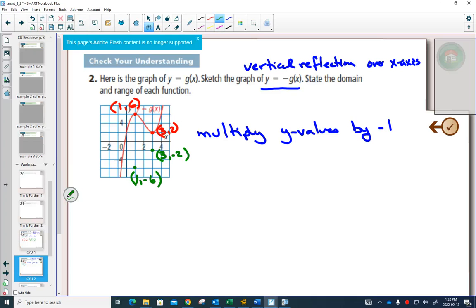When I draw my green graph, will the green graph, when it's drawn finally, and the red graph cross each other? Yes. Where will they cross each other? There's one point that's on the green graph and the red graph. What's the only value that doesn't change when you multiply it by -1?